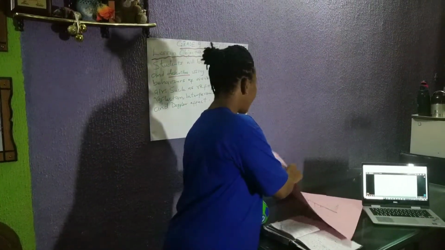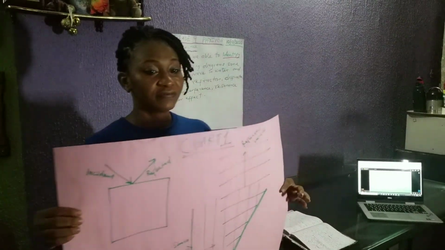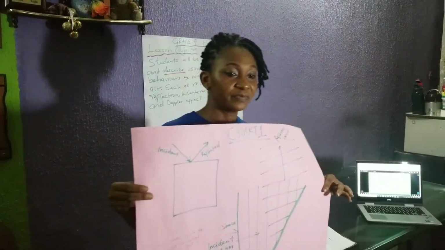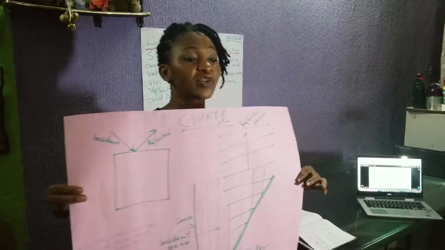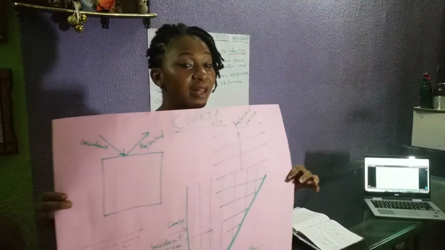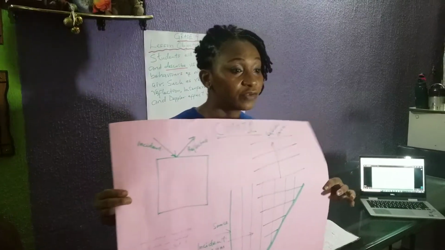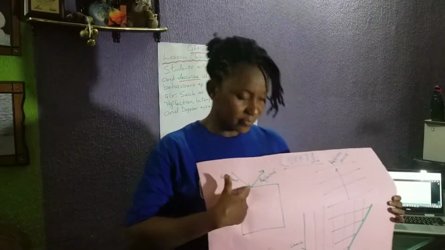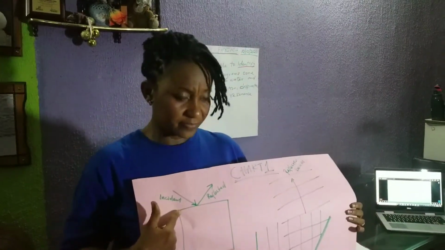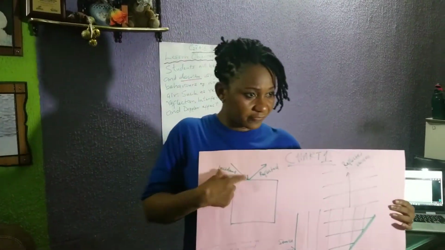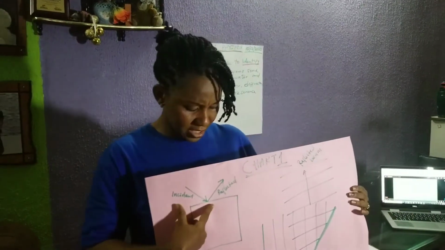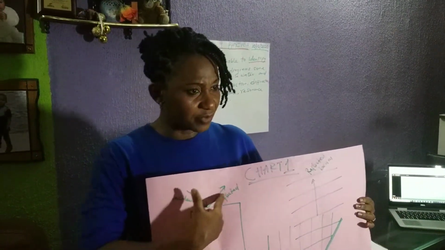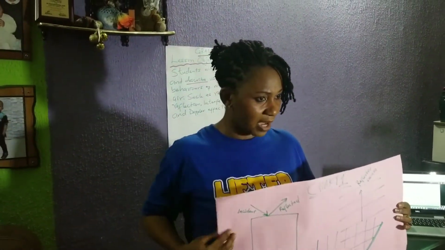I have a chart here, and I believe you have the chart in front of you. Please study the chart, look at it very well. Can you see the incident ray falling on this surface, just like a ball falling on a hard surface? And you see it bouncing back.